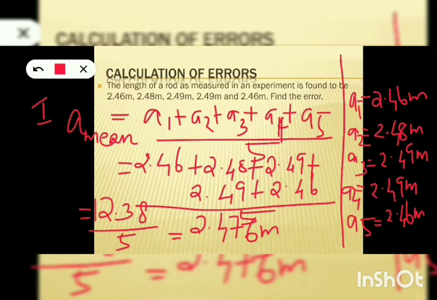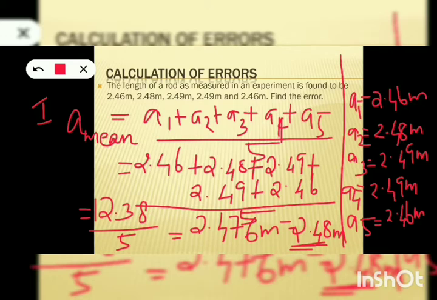2.476 meter. Here in the readings you can see there are only 2 places after the decimal. So in the mean value also we must retain only 2 decimal places. So what you will get is 2.48. We can approximate that because after 7 there is a number greater than 5, so we can add 1 to the 7. When you approximate, you will get 2.48 meter. So this is the mean value, 2.48 meter, A mean.